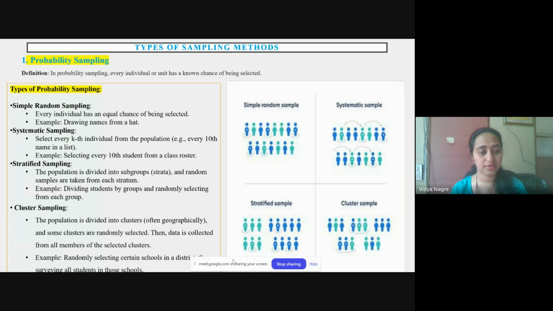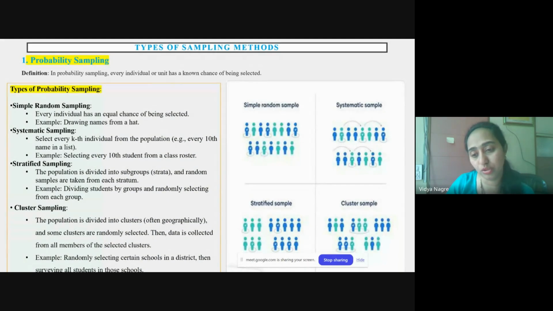Now, what happens in cluster sampling? The population is divided into clusters, often geographically, and some clusters are randomly selected. Then data is collected from all members of the selected cluster. For example, randomly selecting certain schools in a district, then surveying all students in those schools. So let's say a government has come out with understanding the situation of ZP schools in Maharashtra, or ZP schools in Tamil Nadu. So what is the condition of the government schools, regional medium government schools? This is what they have decided.